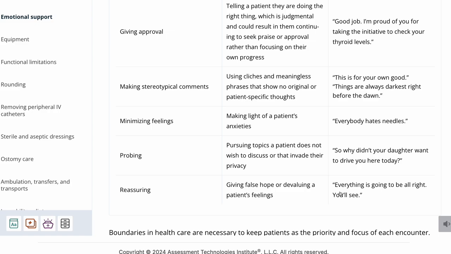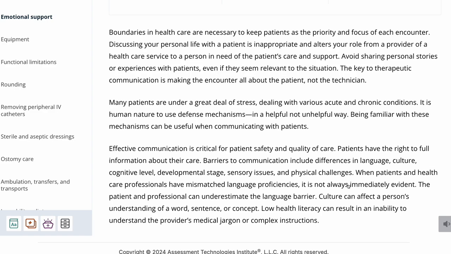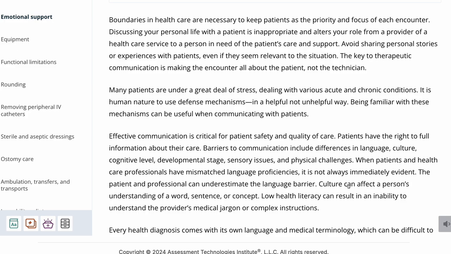And then reassuring, telling a patient everything's going to be all right. We don't do that because we don't know. Everything could not be all right. And so that could be considered giving false hope. Well, you told me it was going to be all right. Exactly. So we don't want to give false hope.